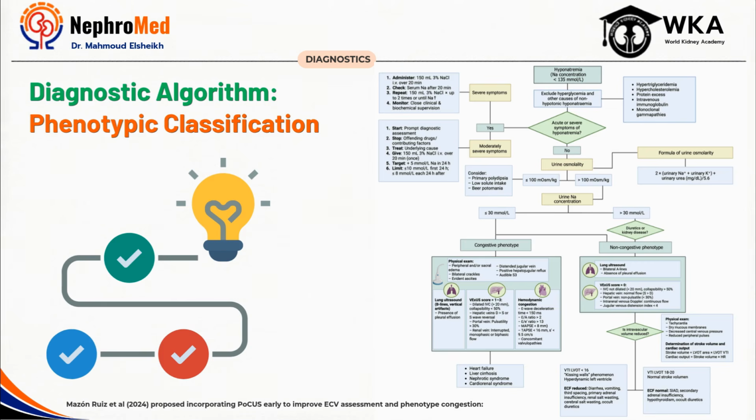And honestly, this multi-dimensional approach is probably much closer to real clinical practice than the old rigid textbook algorithm, because many patients don't fit perfectly into one classic category. You may have mixed physiology, overlapping mechanisms, diuretic exposure, CKD, heart failure, liver disease, or occult hypovolemia all at the same time. And this is exactly why phenotypic classification and bedside physiological assessments are becoming central concepts in modern hyponatremia diagnosis.